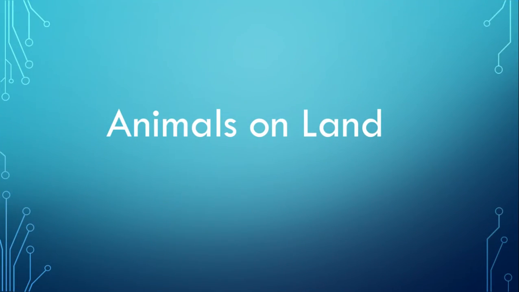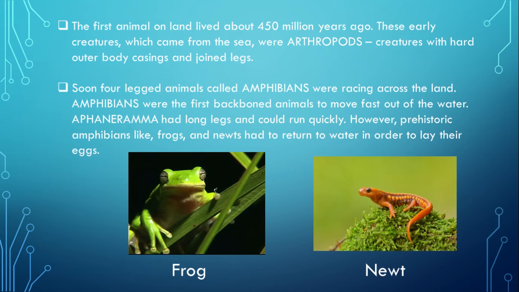Next, animals invaded land. The first animals on land lived about 450 million years ago. These early creatures, which came from the sea, were called arthropods. That means creatures with hard outer body casings and jointed legs.